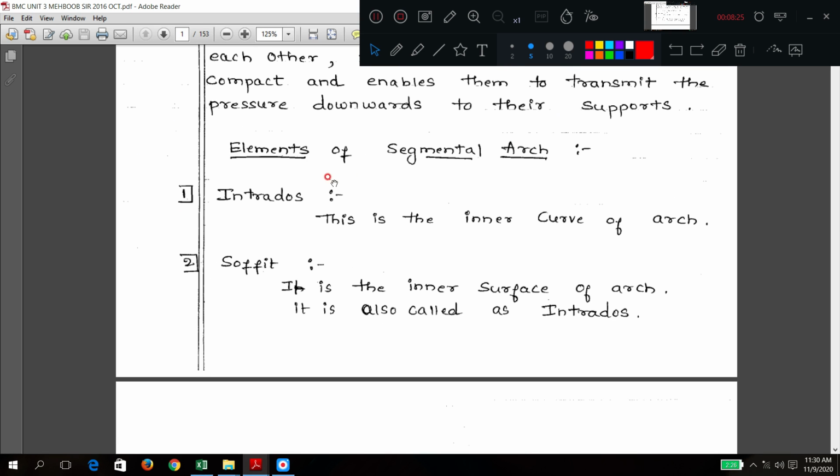Now we will see the different elements in the segmental arch. Segmental arch is one category, that's all. For easy understanding, just consider the elements of an arch. This question is very important. Many times it is asked in the main exam. Okay. Now to understand this, go to this diagram.